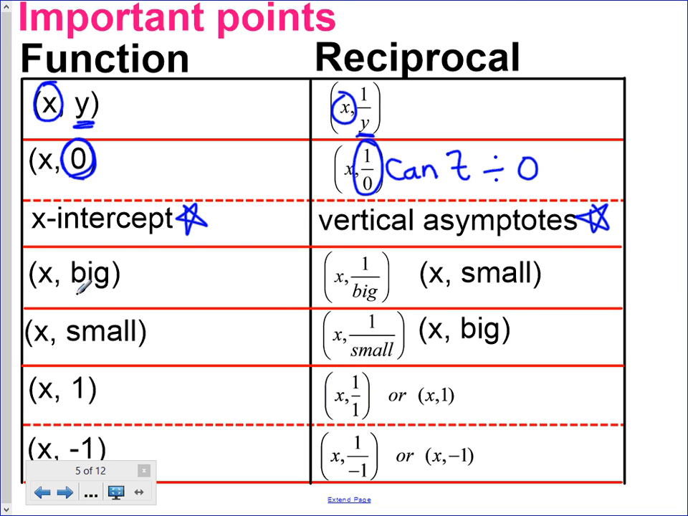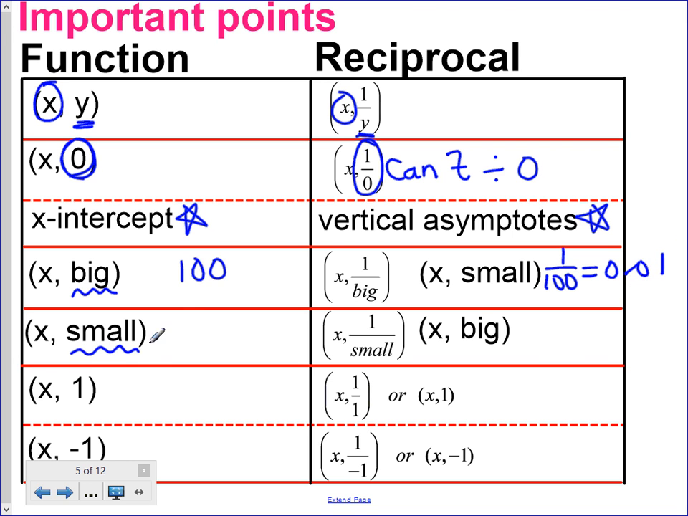If I have any x value where y is a big value, let's say for example 100, if I take the reciprocal of a big number, I'm going to end up with a small number. So let's look at 100. If I take the reciprocal of 100, I get 0.01. That's a small number.